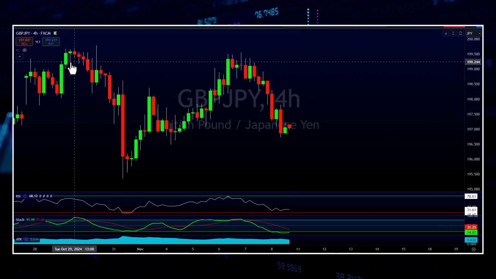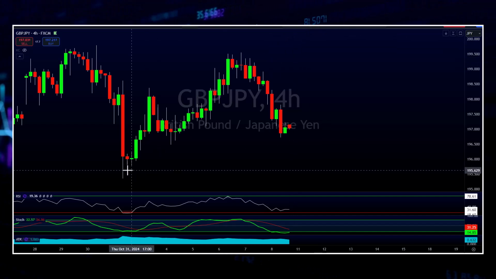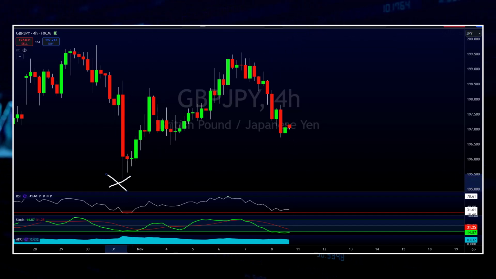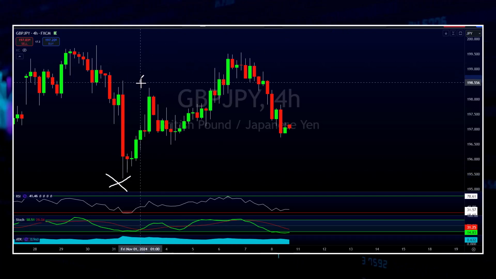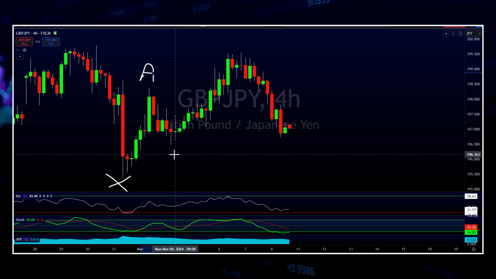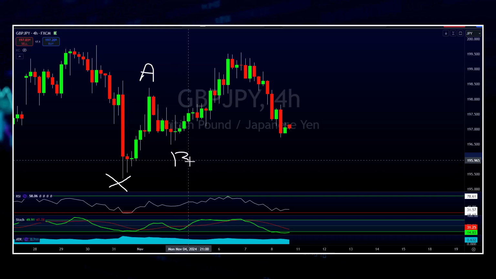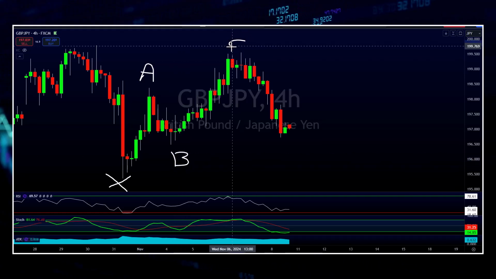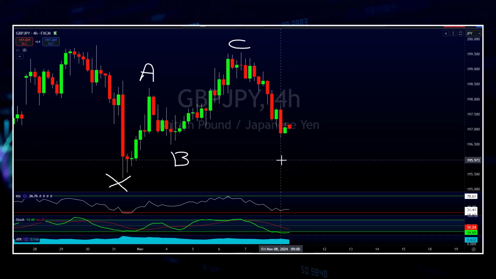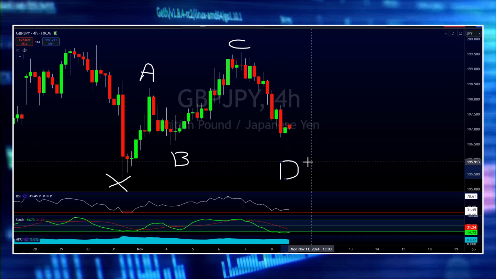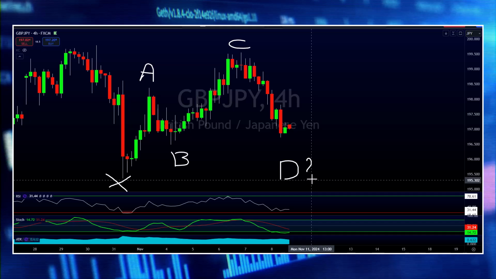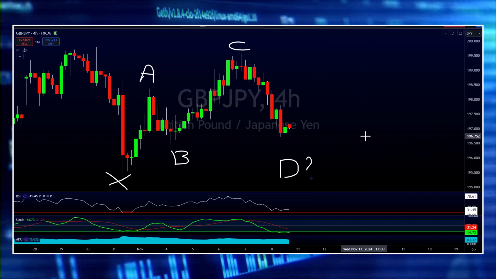I'm going to go ahead and measure it out. I'm going to start with my X leg right down here. This is going to be my starting point. This swing low to this swing high is going to be my X to A. Our first retracement is going to be our B. Our extension up here is going to be our C. And if we can work our way back down, this would give us a D completion, and this is where we're looking to take the trade.